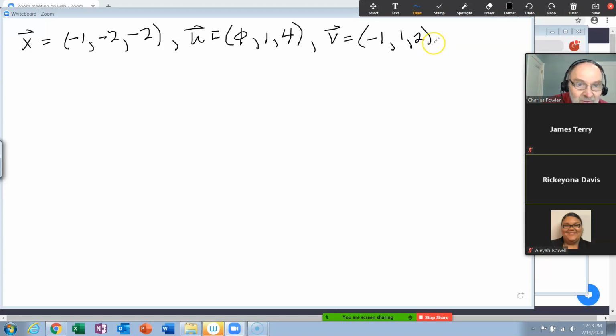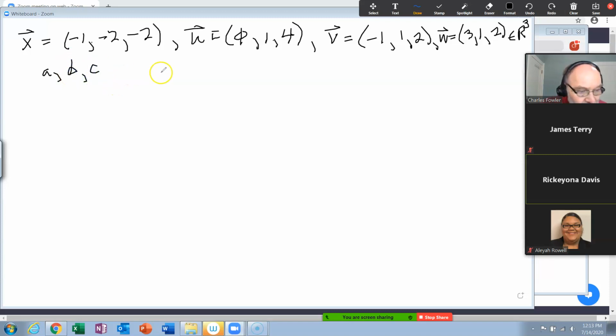And vector w. I don't know if I'm going to get it in here, but I'm going to try. 3, 1, 2. Okay. And now they tell us the answer to what I was just saying: all these four vectors are in R3. You can tell that by the number of components. Now it says find the scalars A, B, and C. So we're looking for A, B, and C.